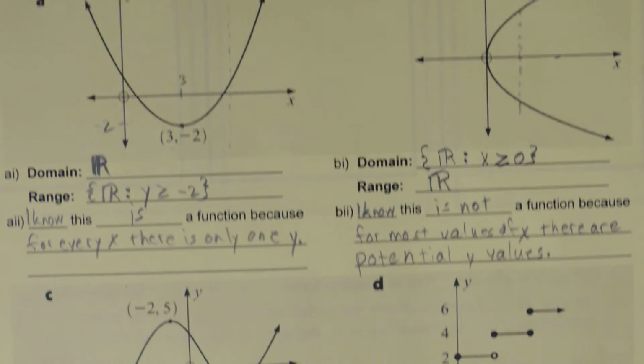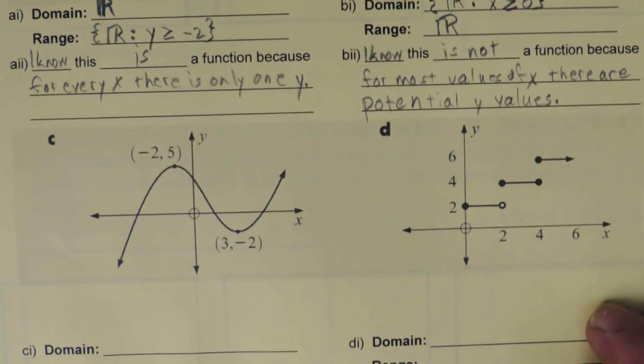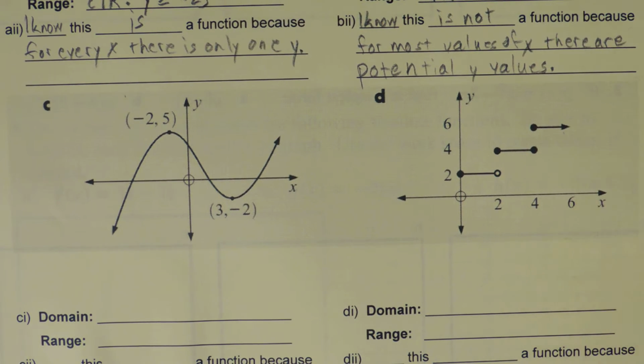Based on that, take a look at questions C and D. See if you can answer those questions. Same thing: look at all the values that there could be for x, look at all the values that there could be for y to determine your domain and your range, and look at whether or not it's a function. If you can draw a vertical line through 2 points on the curve, it's not a function.